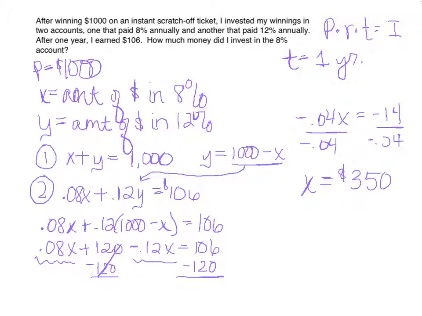So I invested $350 in the 8% account, which means I can take that $350 and plug it in: y equals 1,000 minus 350. To figure out that then my y variable is $650 in the 12% account.